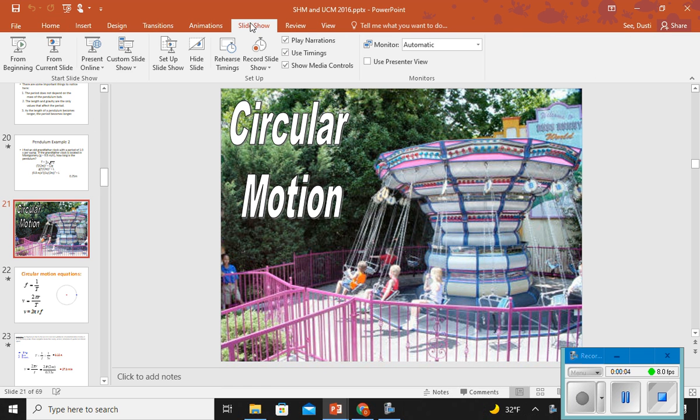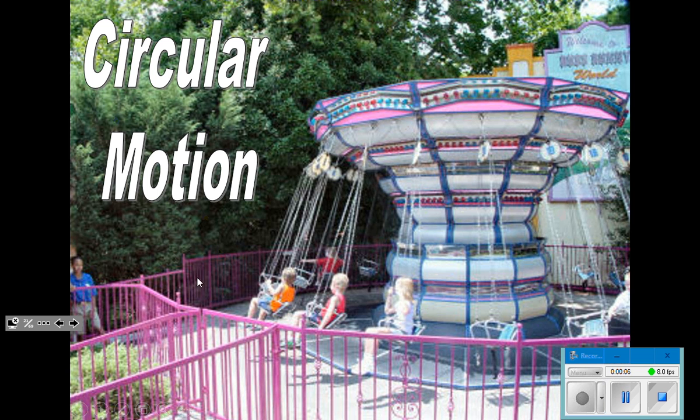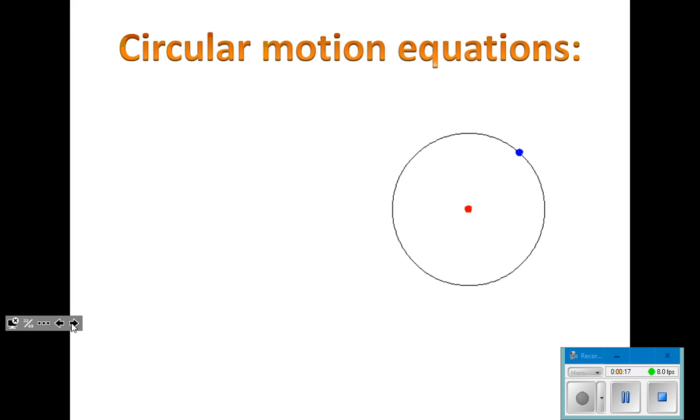All right, these are the uniform circular motion notes. There are a lot of notes within this section, but we will be breaking it up into chunks. So this is just the uniform circular motion part. All right, so circular motion equations.